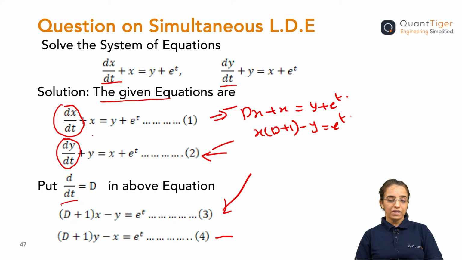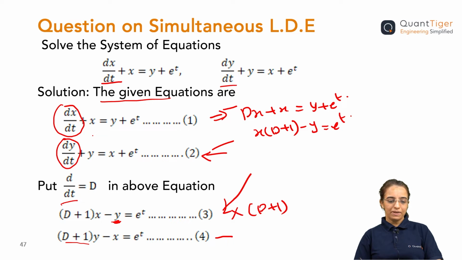Here, if I want to eliminate the y term, first the y terms should be the same. I clearly see that in equation 3, y doesn't have anything with it, while in equation 4, y is coming along with D plus 1. So I will have to multiply this whole equation 3 with D plus 1, so that by addition or subtraction I can eliminate the y term and get the value of x.